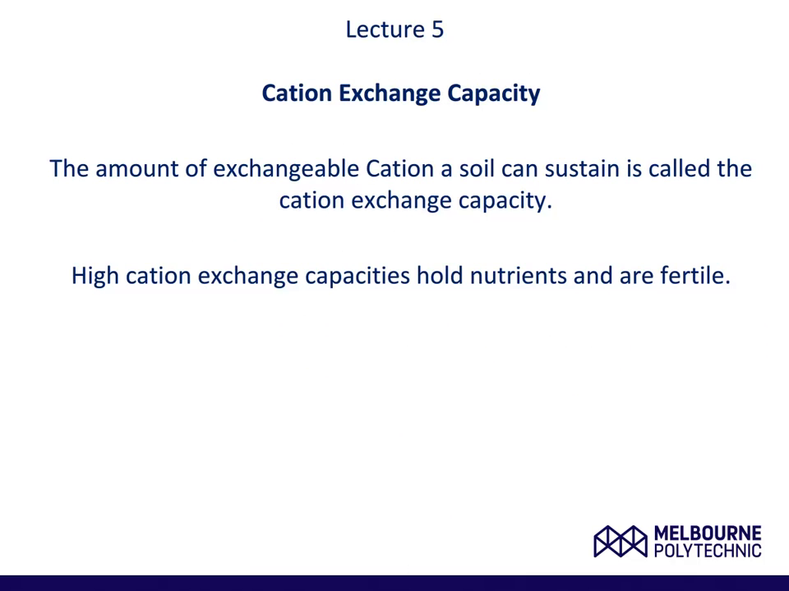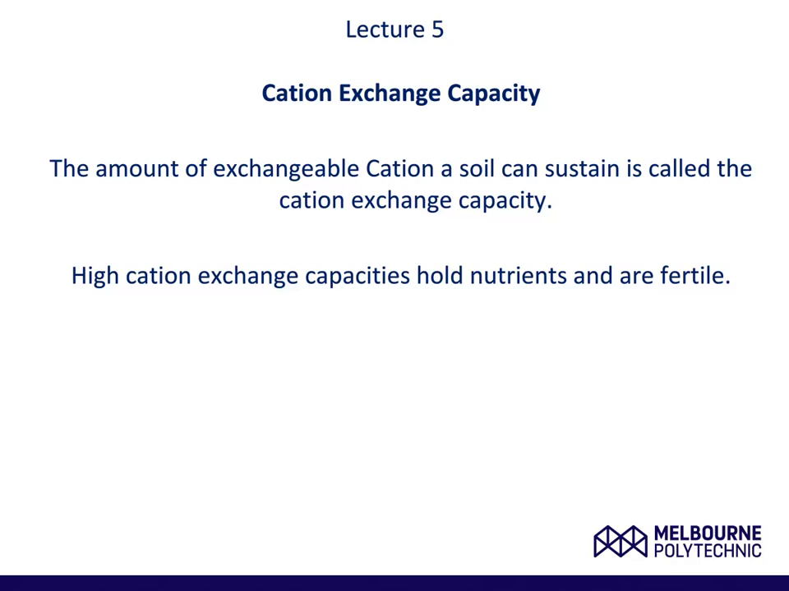The amount of exchangeable cation a soil can sustain is called the cation exchange capacity. Where this is relevant for you as an agronomist is that the higher this cation exchange capacity is, the more able the soil is to hold nutrients and is therefore fertile.